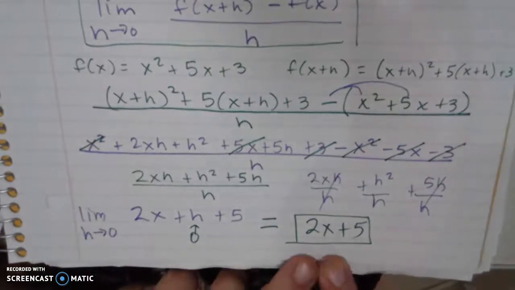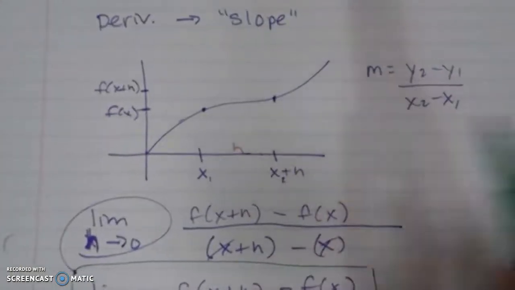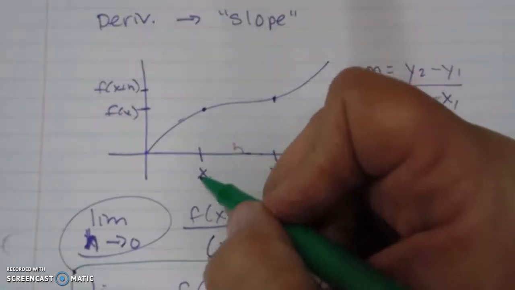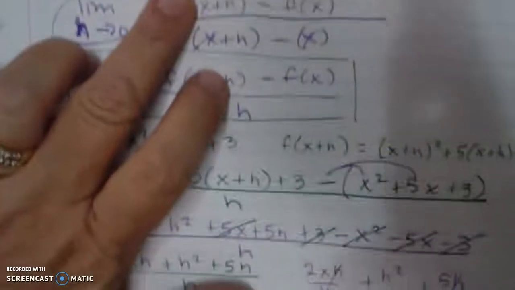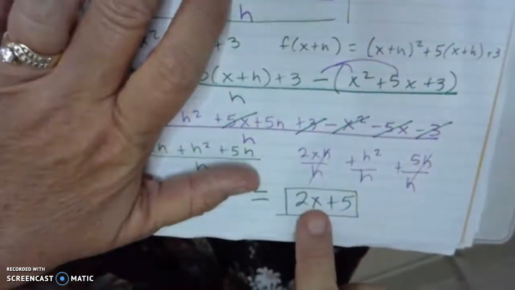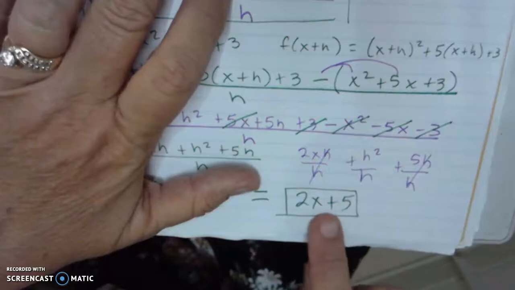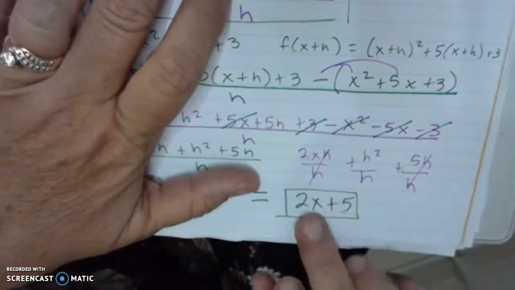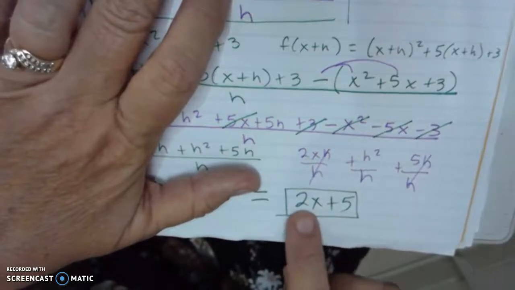So what that means is I can plug in any value of x for this function that I've created, and I can tell you what the slope is at that particular point. So in this case, if x equaled 1, 2 times 1 is 2, plus 5 is 7. So the slope at that particular point would be 7. If I wanted to know what the slope was at 3, I would plug a 3 in.